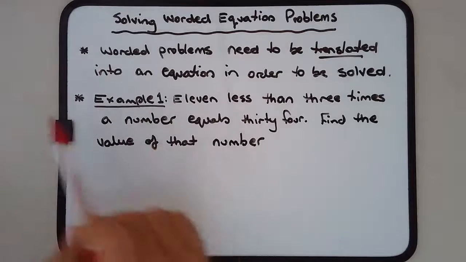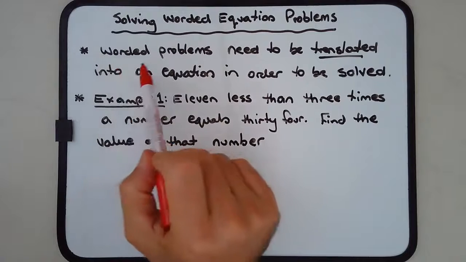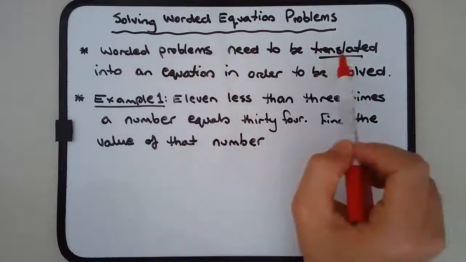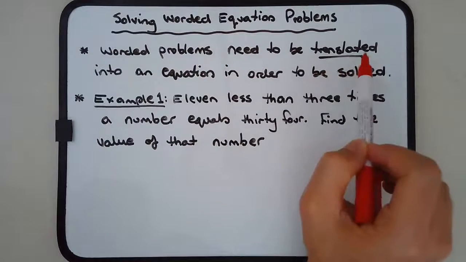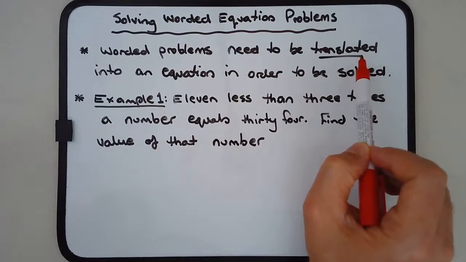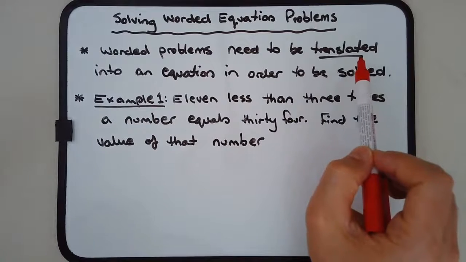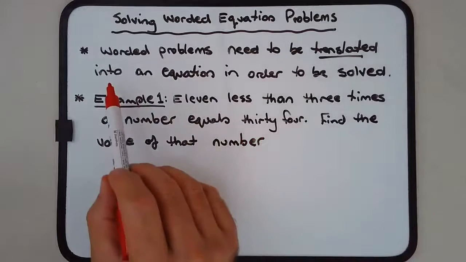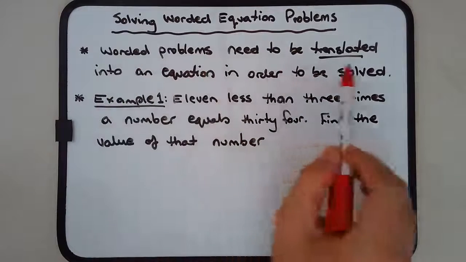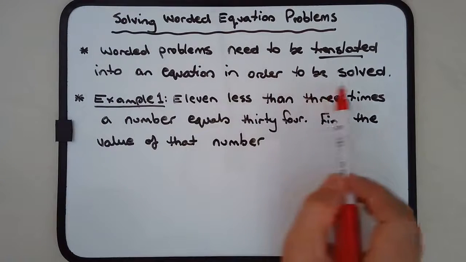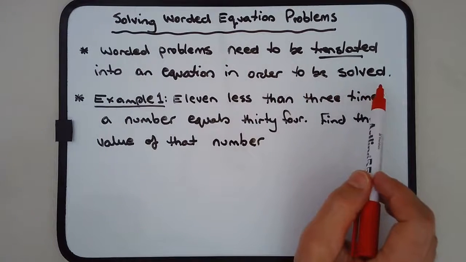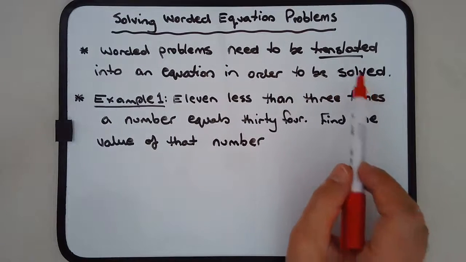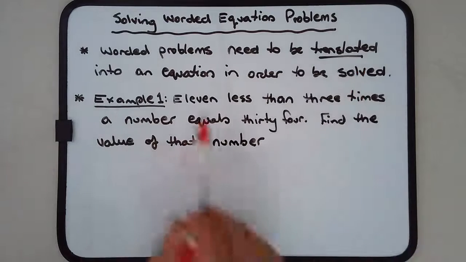Let's go through some of these points. So the first point, worded problems need to be translated. Now I've underlined that. That's very, very important. So what we're doing is we're going to be translating a worded problem in plain English and converting it into the language of mathematics, which is algebra, in fact. So worded problems need to be translated into an equation in order to be solved. So it really is like a conversion. Translation, conversion. Let's have a look at an example.